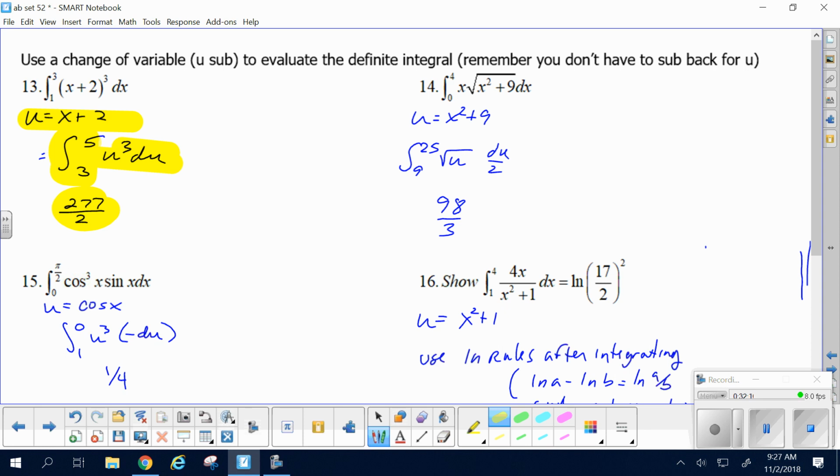So I got 277 over 2. Do you agree? You got 277? Oh, okay. 14, u is x squared plus 9. My new integral then goes from 9 to 25 for u limits of root u times du over 2. My value then is 98 over 3 if you reduce. Isn't it? Can you go to 146?